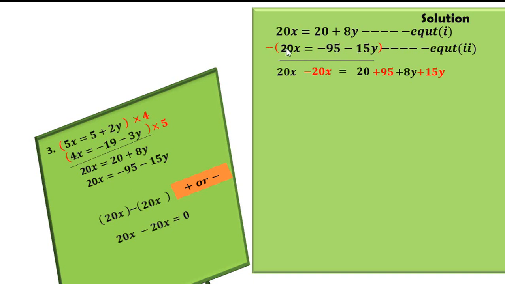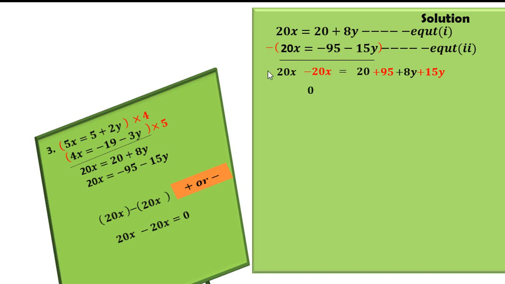You pick 20x here, minus 20x, then equal to, you pick this 20 up here, then minus 95 multiplying minus, that's plus 95. You pick this plus 8y up here, then minus 15y multiplying minus, that's positive 15y.